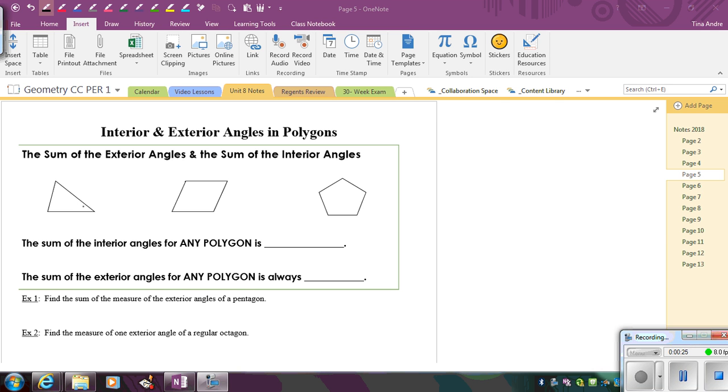So in a triangle, those three interior angles will always equal 180. So the sum of the interior angles in a triangle is 180, and that'll always be the case. So that's just the theorem.